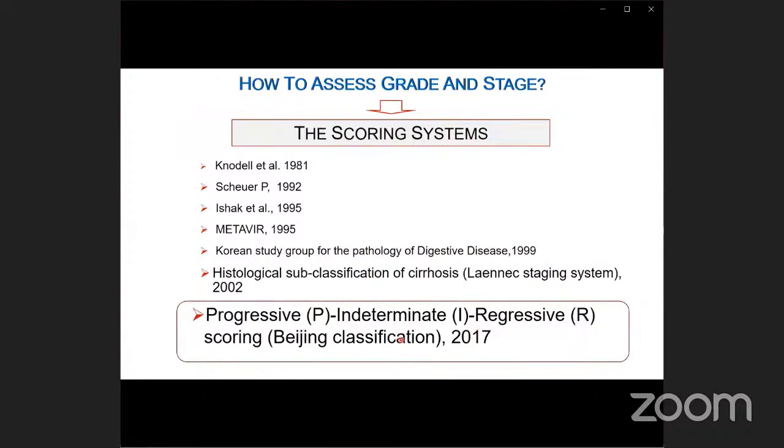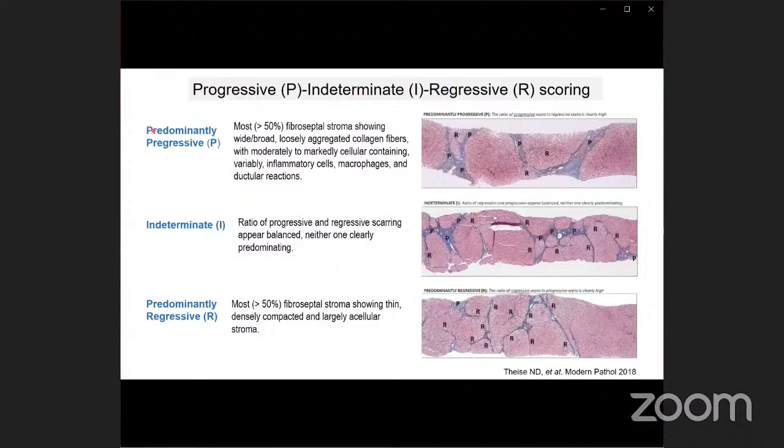And recently, a more qualitative fibrosis scoring system has been suggested, the so-called progressive, indeterminate, and regressing scoring system. In this system, predominantly progressive represents most fibrous stroma showing wide, broad, loosely aggregated collagen fibers with inflammation, macrophages, and ductal reactions. These loose and thick septa are progressive septa. Predominantly regressing shows most fibrous septal stroma with a thin, densely compacted, and largely acellular stroma. These thin, dense fibrous stroma are regressive features. In indeterminate scoring, the ratio of progressive and regressing septa appears balanced, neither one clearly predominating. Here is a mix of progressive, regressive, and indeterminate fibrous scoring.